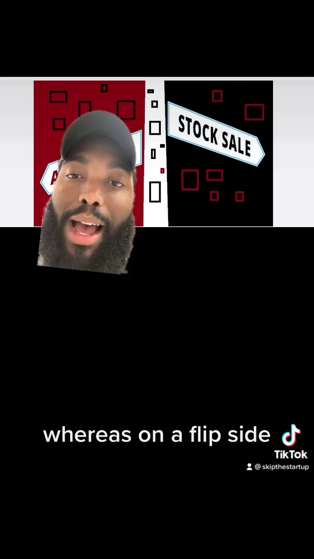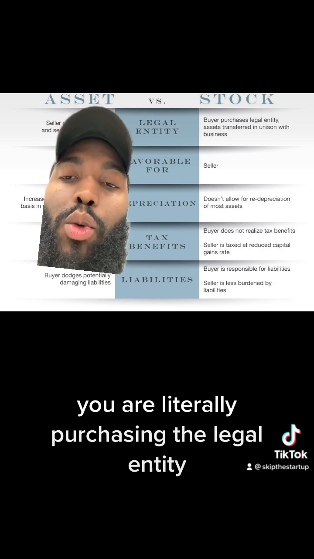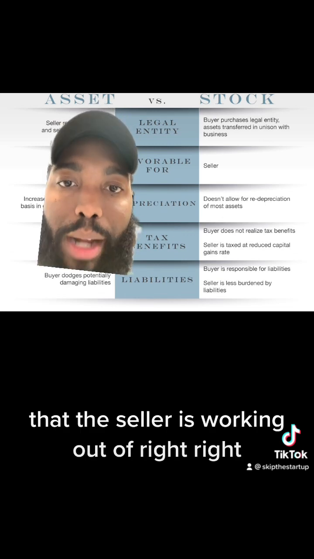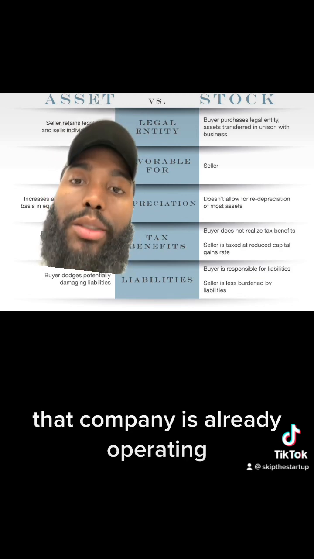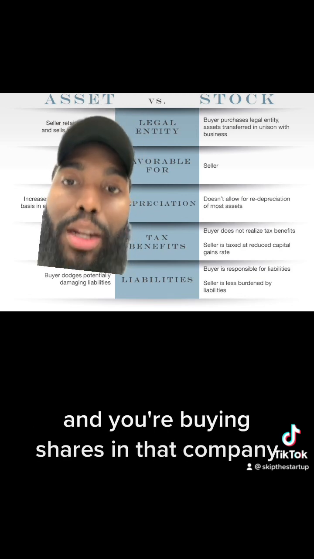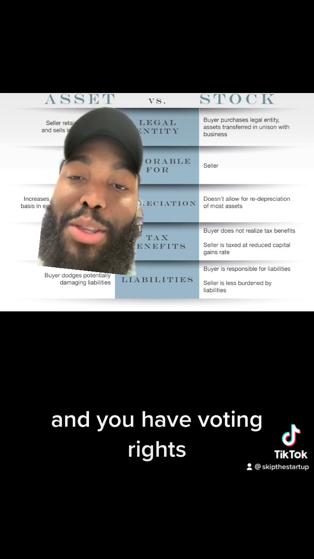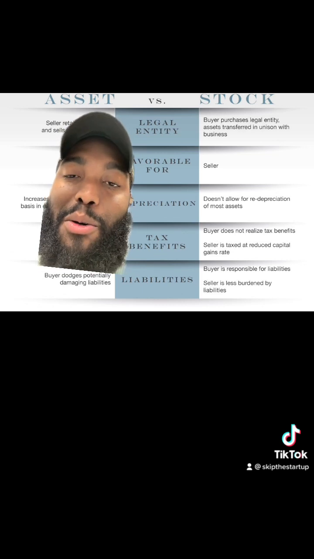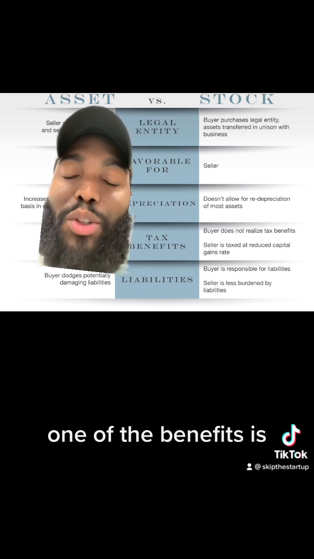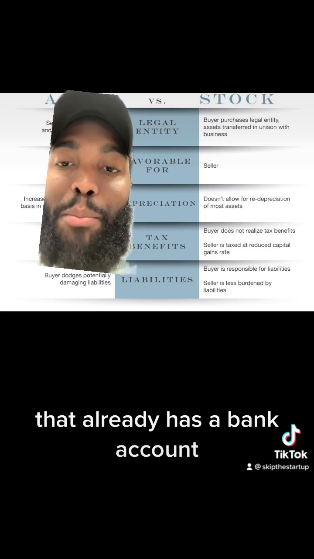Whereas on the flip side, with a stock sale, you are literally purchasing the legal entity that the seller is working out of, right? Just like when you buy stocks on Wall Street, that company is already operating and you're buying shares in that company. The only difference is you actually own the company now and you have voting rights. And so when you structure it as a stock sale, one of the benefits is you can buy a company that already has a bank account.